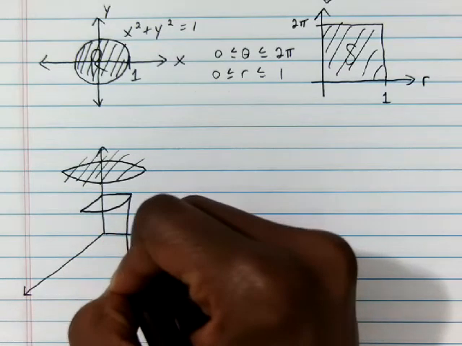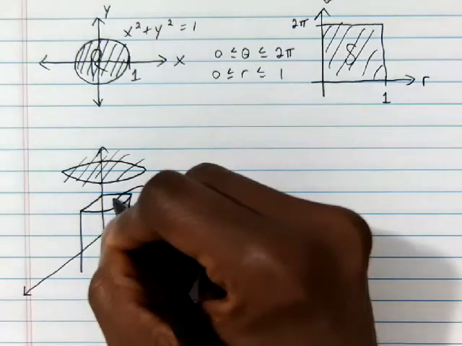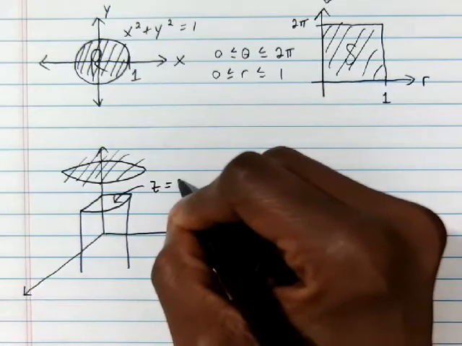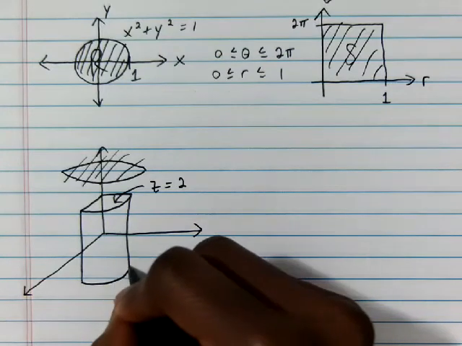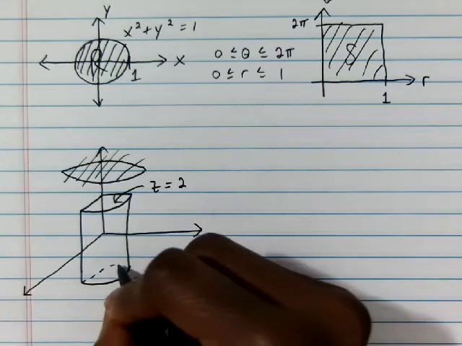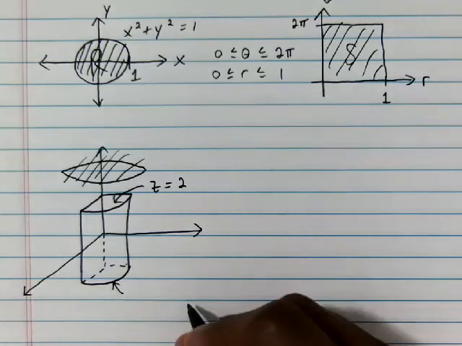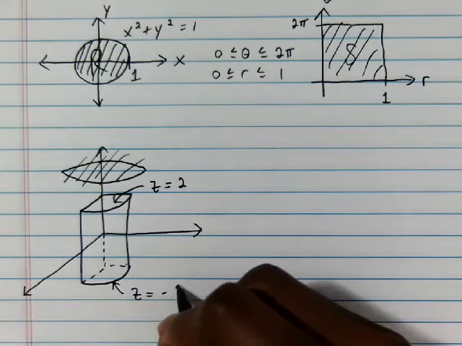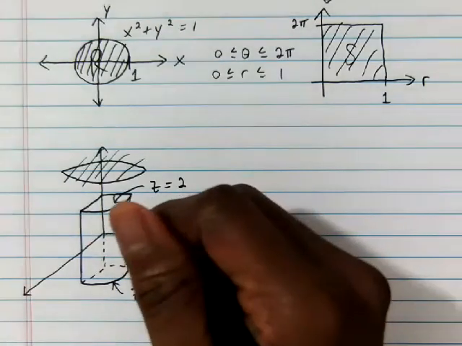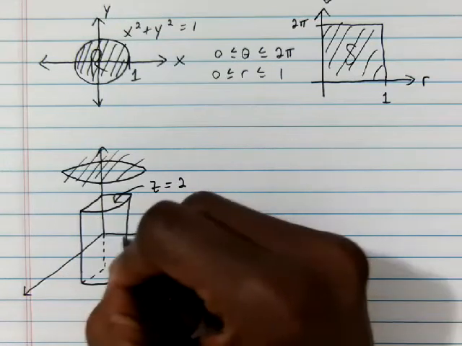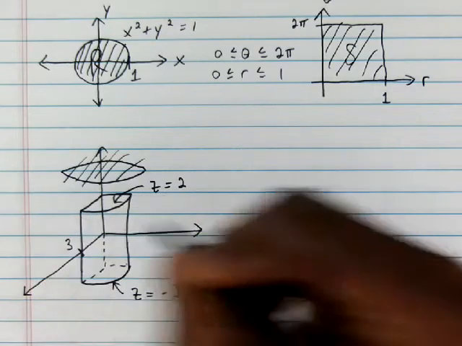Let's say it goes from z equals 2 down to, down here, z equals -1. And let's say the radius on this cylinder is 3. So this out here is x equals 3.